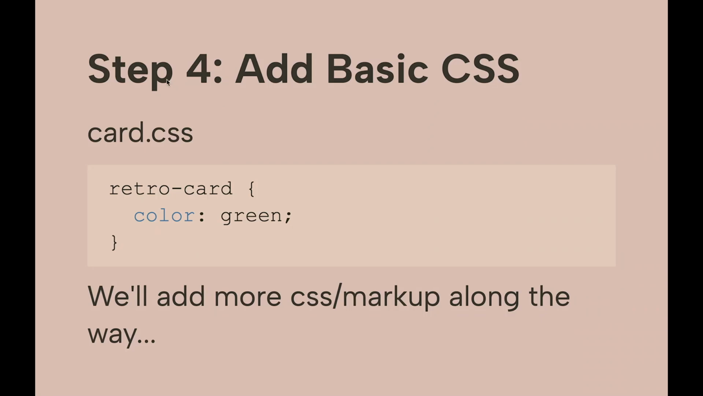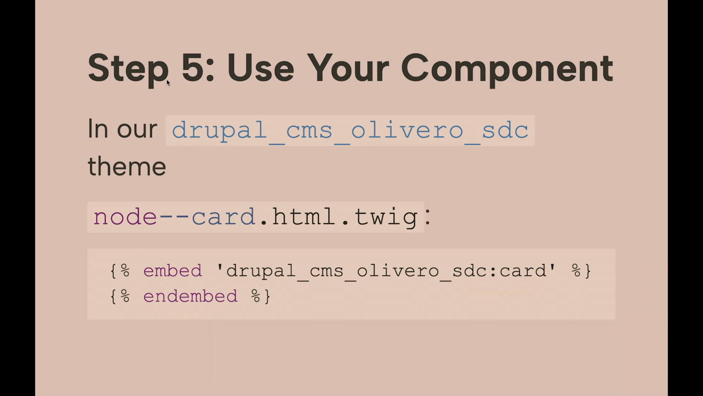Next, at this point we're basically just trying to get the bare minimum representation of a component to show up in Drupal. So we're adding our CSS file, card.css. We're just adding one simple rule scoped to that retro card element again. We'll add a whole bunch more markup and styles later. And now we can use it.